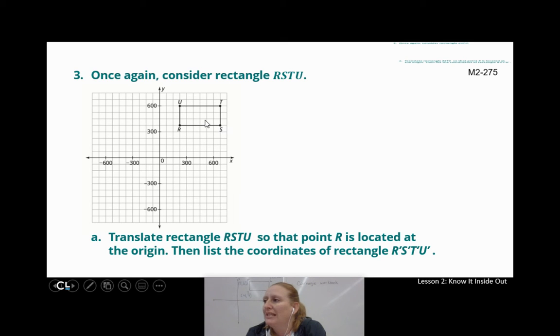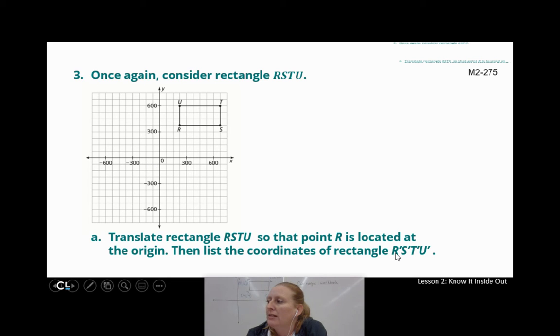I would like you to translate it, slide it over, and you can write on the graph. That's what it's for in your book on page M2-275. I would like to translate it over so that R is sitting on the origin. Just remember, whatever you do to R, you have to do to S, you have to do to T, you have to do to U, you have to do to all of them, okay? So go ahead and scooch it over.